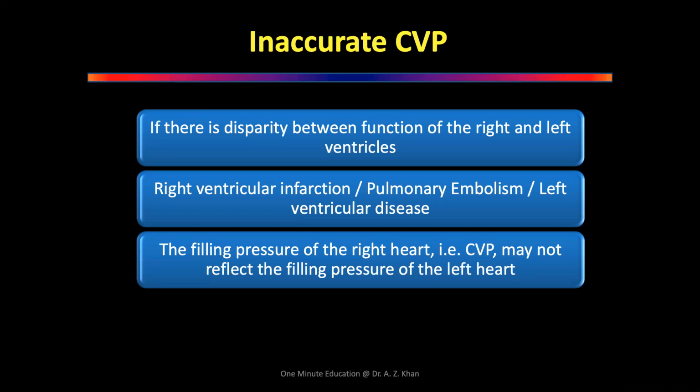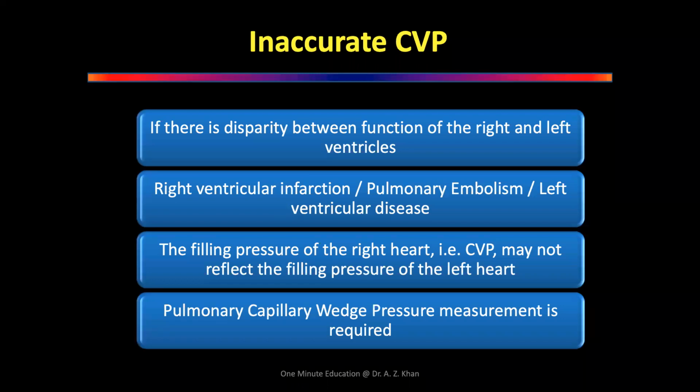In that situation, you have to put a catheter into the right atrium, across the right ventricle, across the pulmonary valves, into the pulmonary artery, and blow up a balloon so that you occlude the pulmonary artery, so that the tip of the catheter now represents the left atrial pressure. And that is called pulmonary capillary wedge pressure measurement. We'll talk more about it. Don't worry if you didn't understand what I just said. I'll show you a picture.